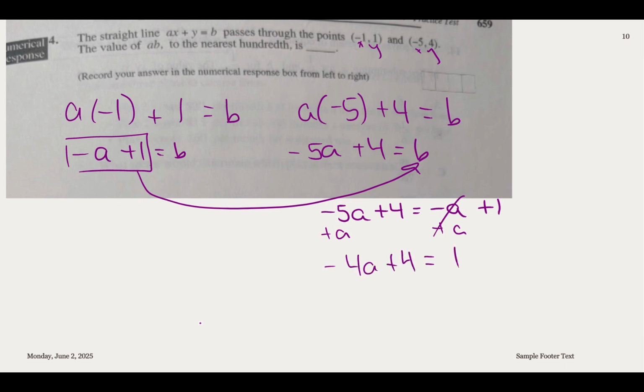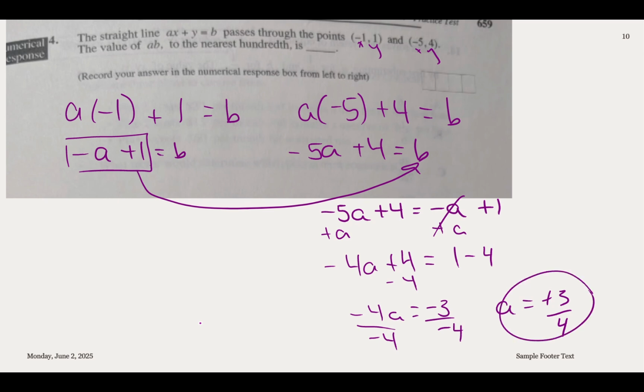And then we're going to keep going, subtract 4 from both sides. We'll have -4a equals -3. Divide both sides by -4. And a will equal 3 over 4. Now, if we know a equals 3 over 4, we can go back to either equation.